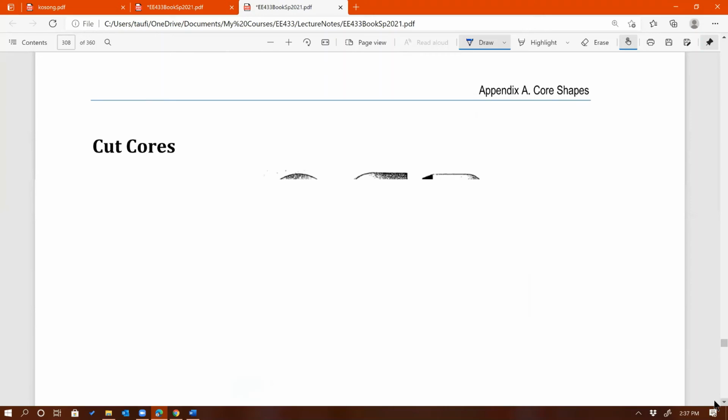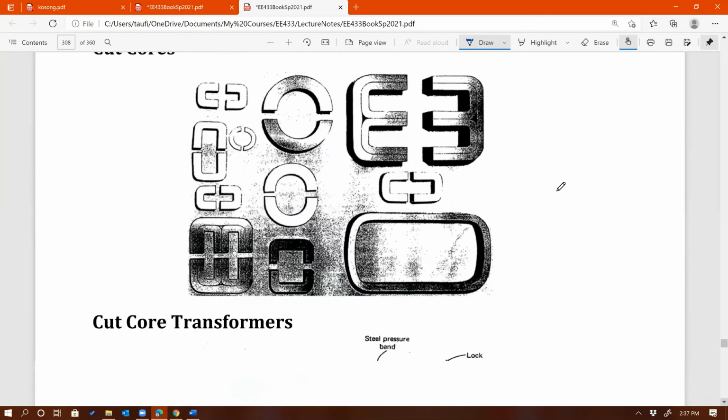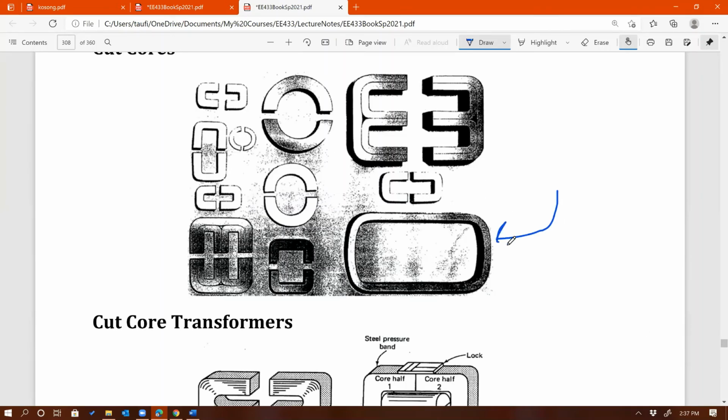Cut cores. Look at those cores. Well, this one is a solid one piece right there. But look at the other ones. Air gaps all over the place. So that's the reason why.